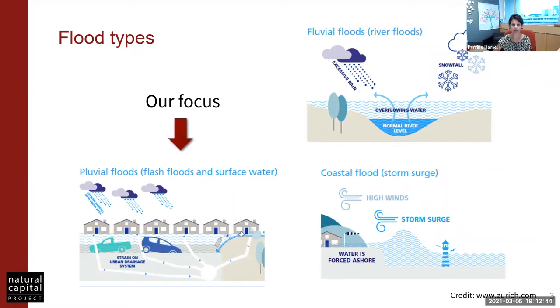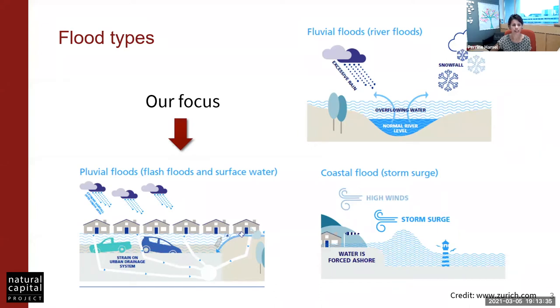We want to highlight first that there are several types of flooding. One of them is the fluvial floods, or also called the river or riverine floods. And these are essentially when the normal river level exceeds the bank levels and there's water overflowing the banks. So this is flooding coming from the river itself. The second type of flooding is coastal flooding or storm surge. And this is essentially due to large waves or storm surges that reach the coast where people live. So this is a second type of flooding coming from the ocean or from a lake shore.